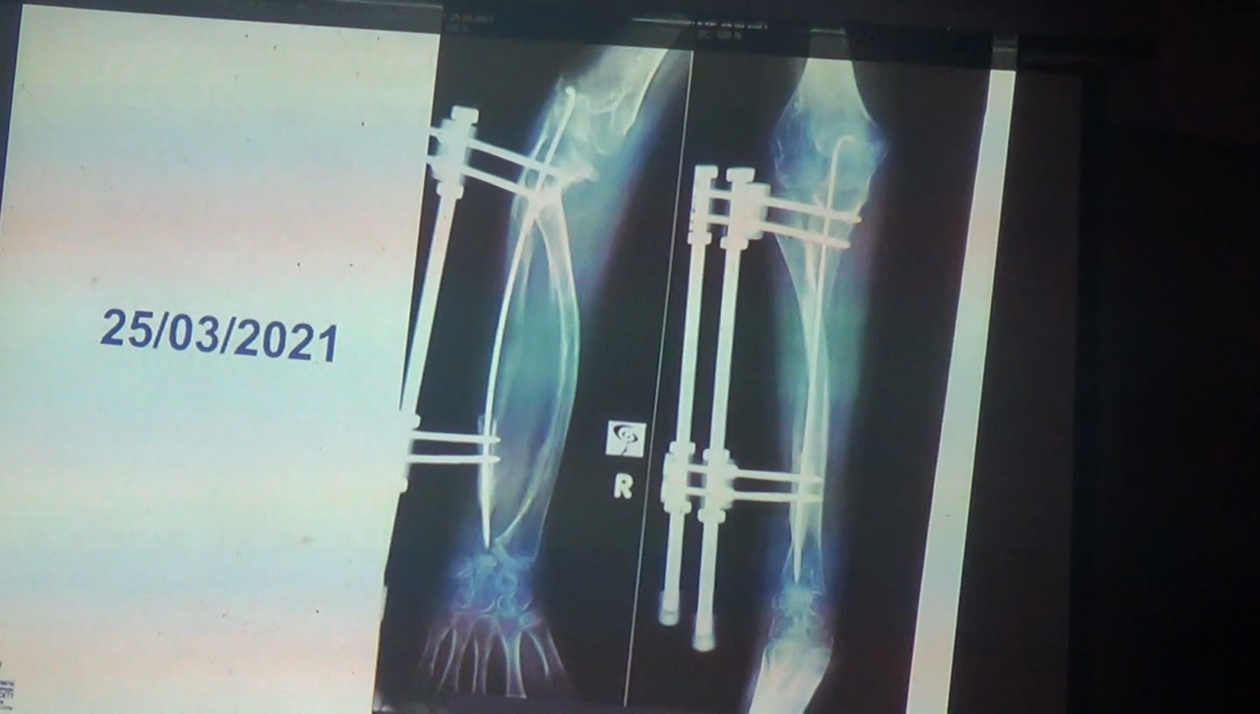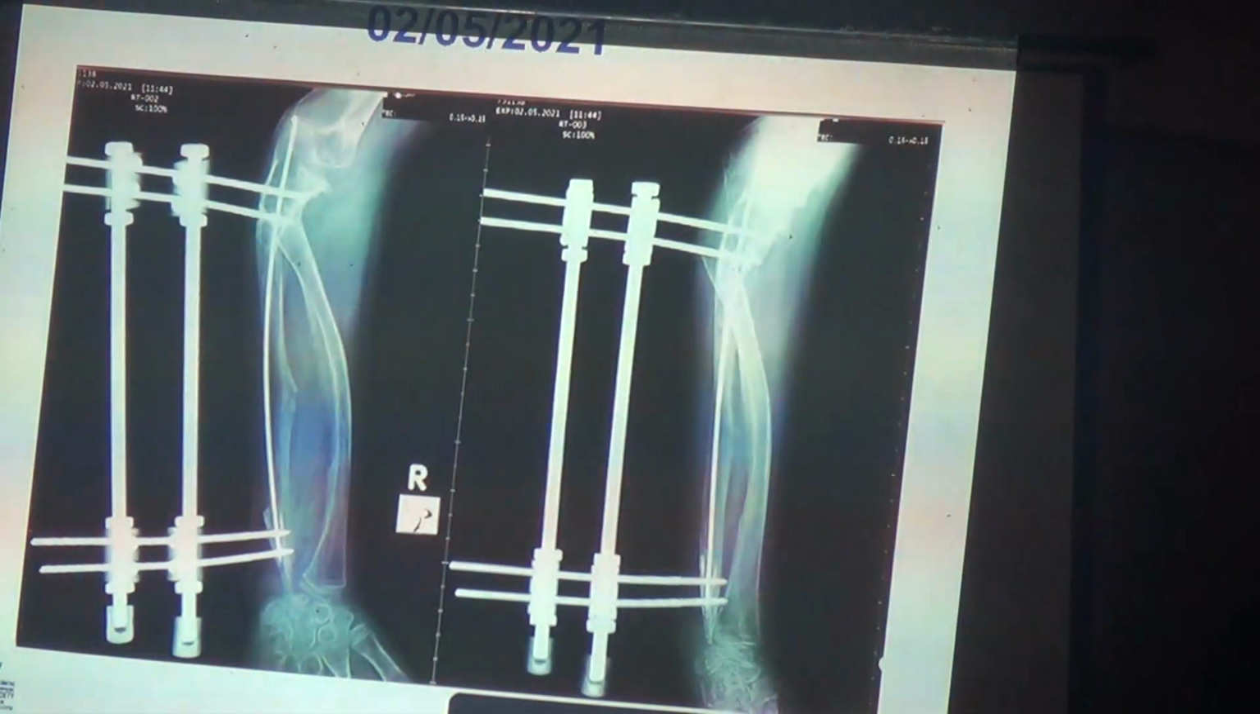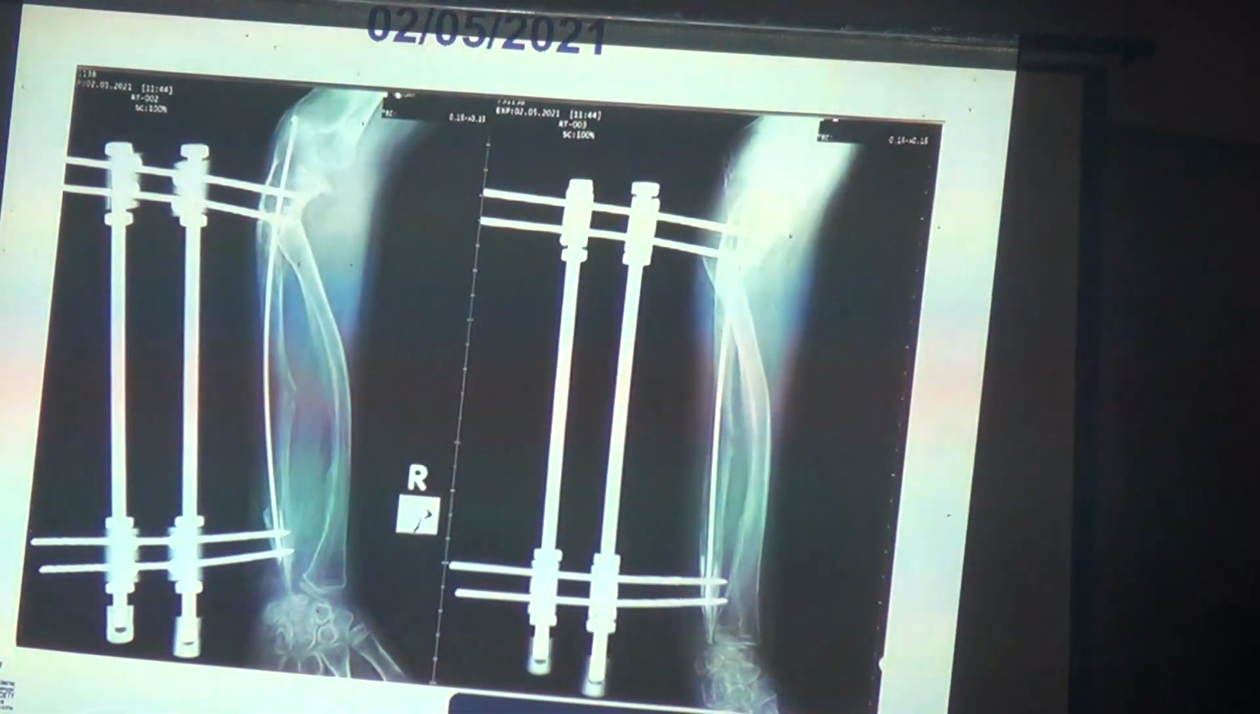So this is about 2 years follow-up, and almost after 2 years, lengthening is completed, the distal end almost reaches up to the wrist. If you look closely, the radial head is now very well located. Not completely like a normal one, but it's almost like a normal.